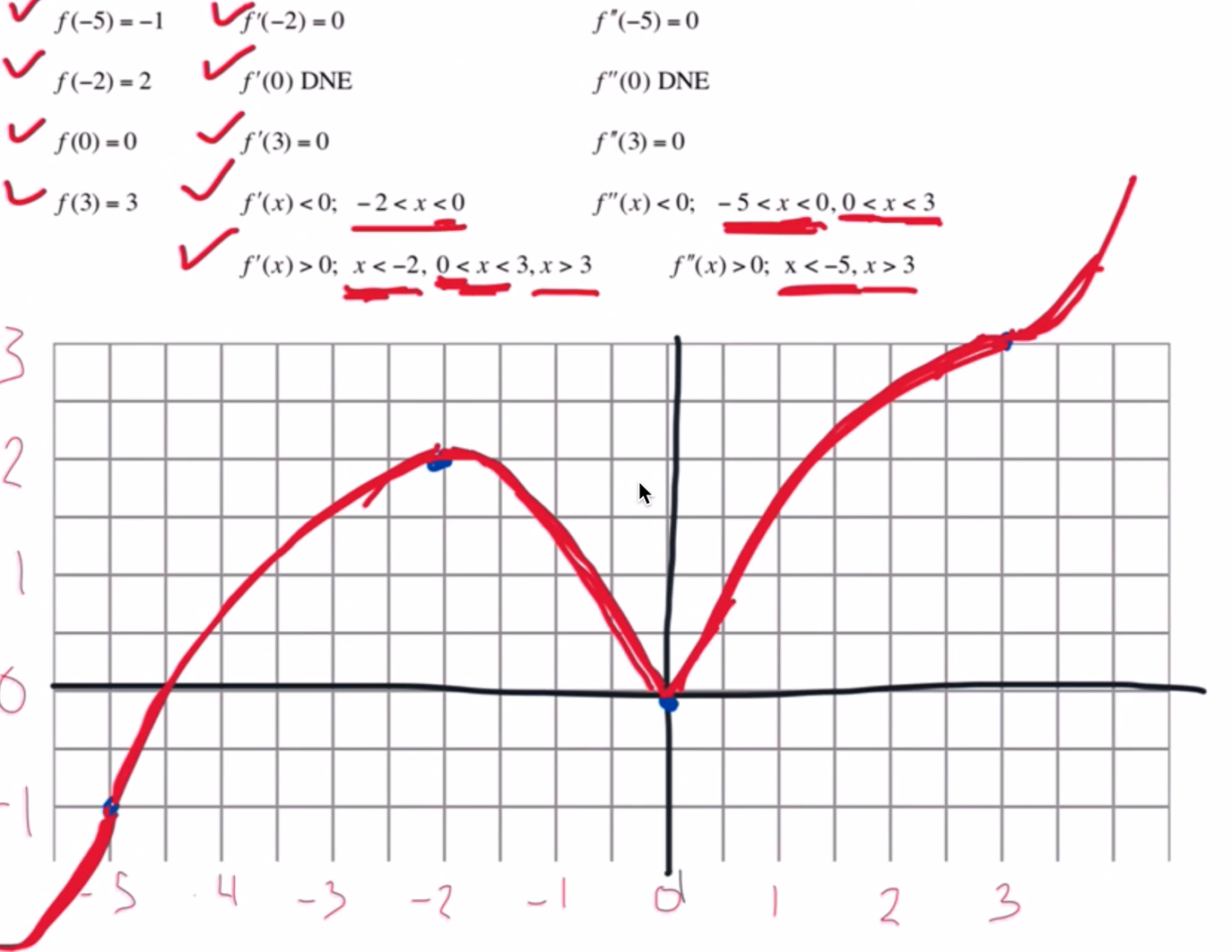Ooh, at -5, our second derivative is 0. So that means we're switching from concave up to concave down. We've done that already. Check. Our second derivative at 0 does not exist. We have a cusp there. Check. Our second derivative at 3 is also 0. So that means we're changing concavity. And here we are going from being concave down to concave up. So check. And we've taken care of the concavity on this whole interval.